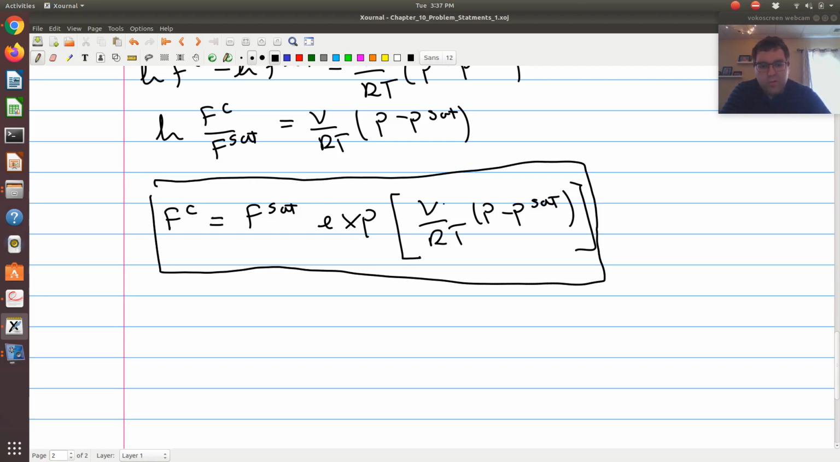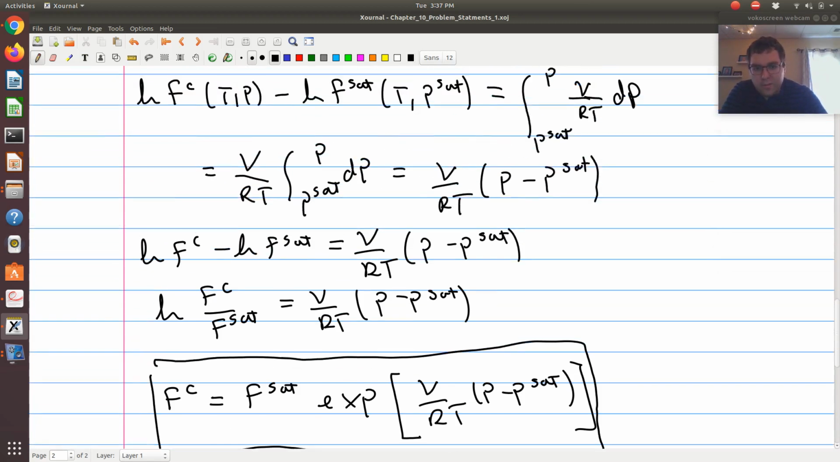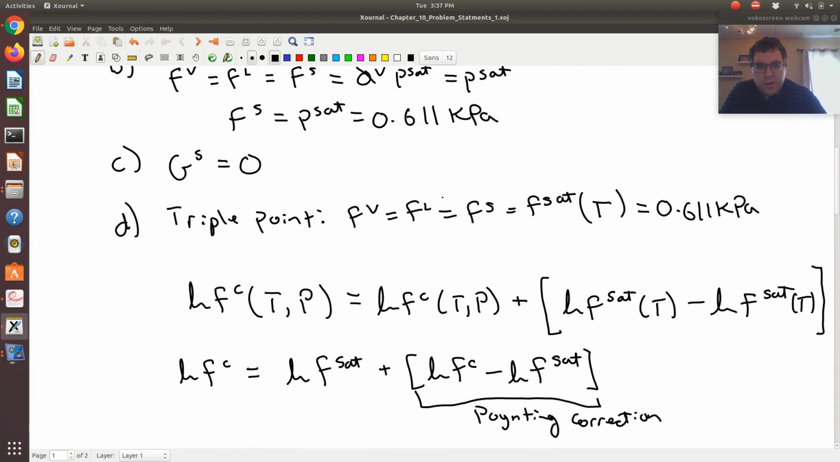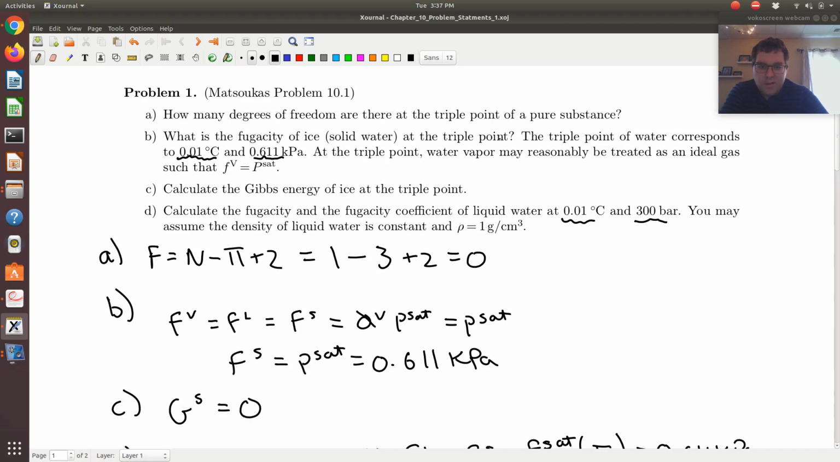V is the molar volume. So now you're going to have to work a little to get the molar volume, because what we're given is a density in grams per centimeter cubed. So I need to get the molecular weight of water, which is 18 grams per mole, so I can convert that to molar density, moles per volume. Take the inverse, you have a molar volume.